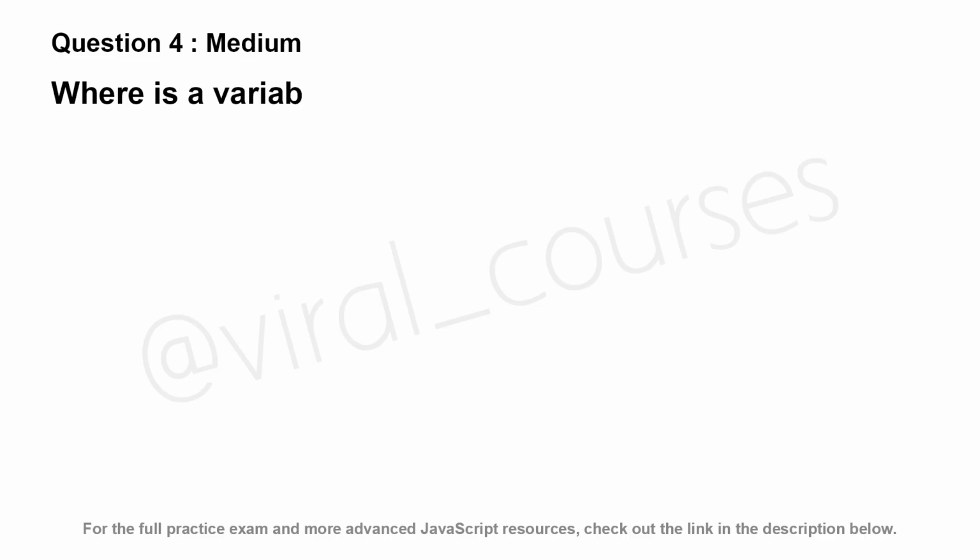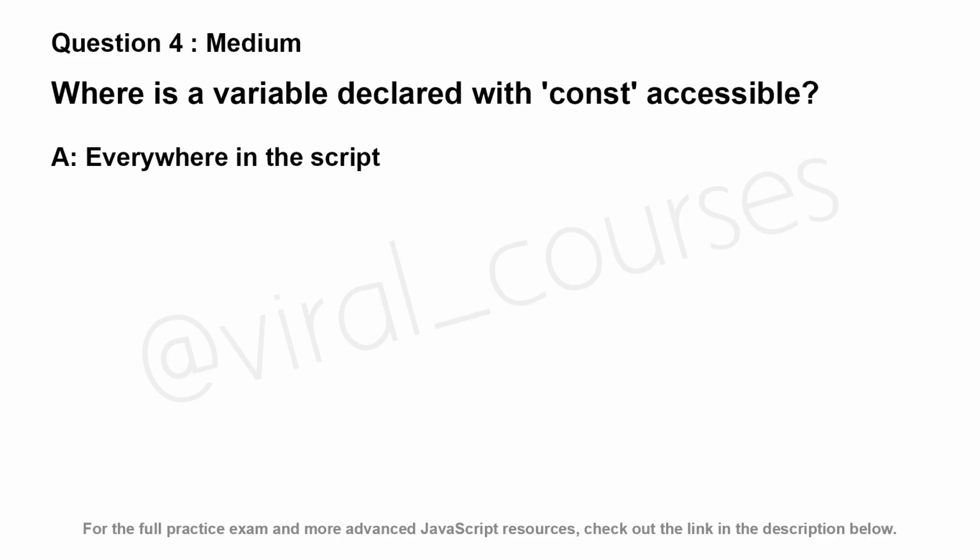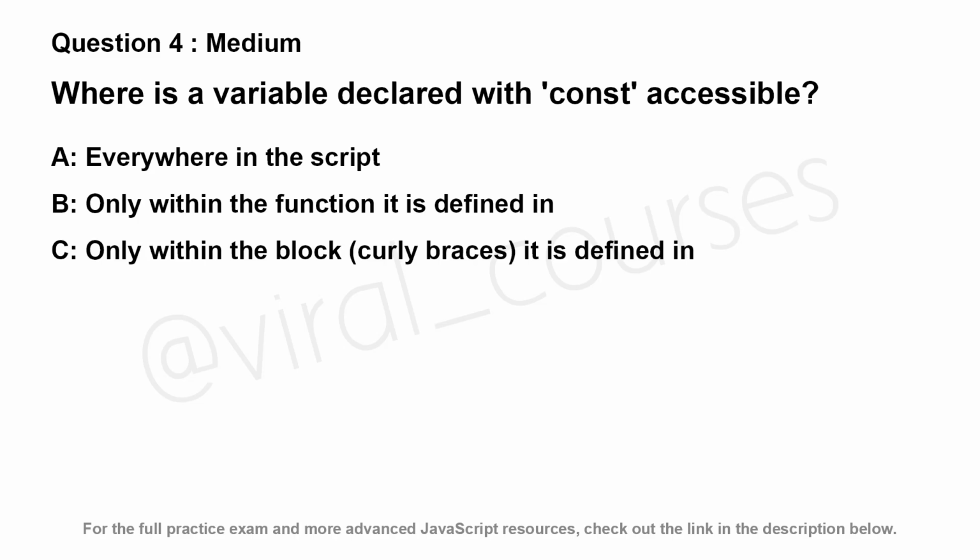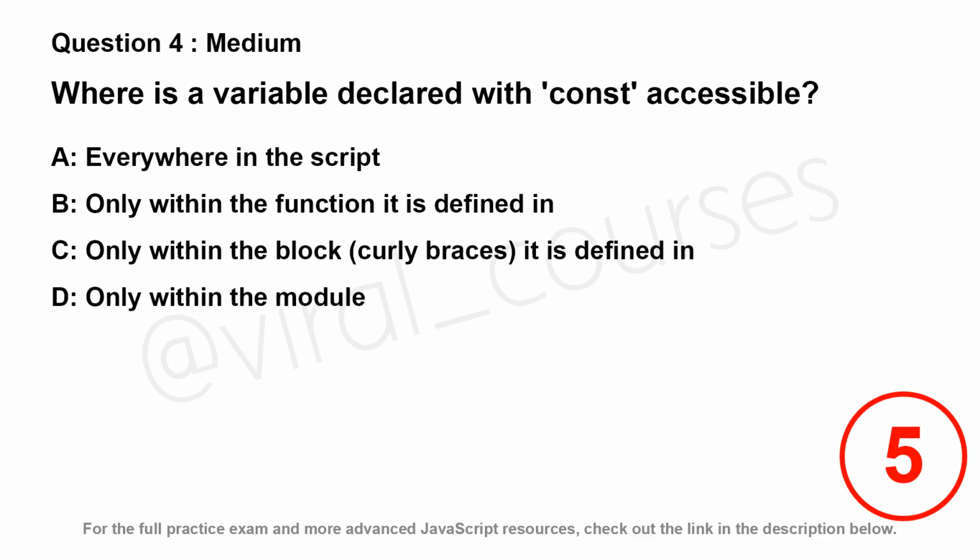Where is a variable declared with const accessible? Option A, everywhere in the script. Option B, only within the function it is defined in. Option C, only within the block, curly braces, it is defined in. Option D, only within the module.